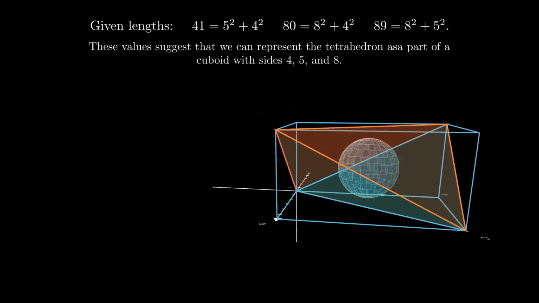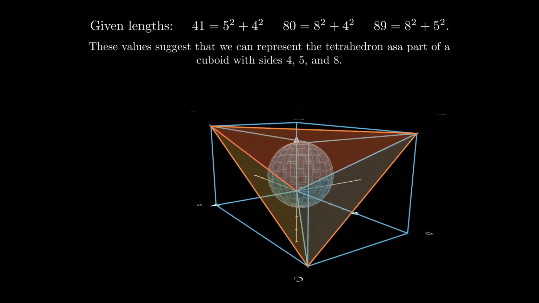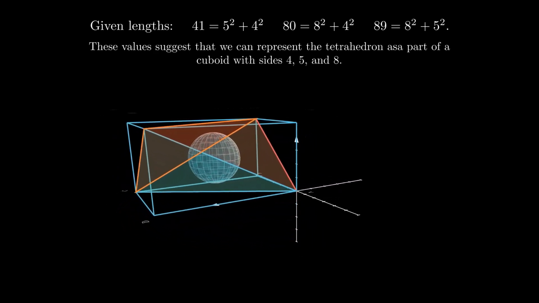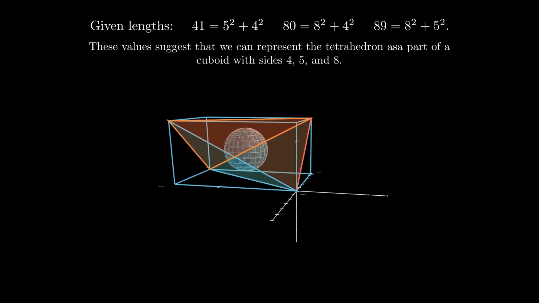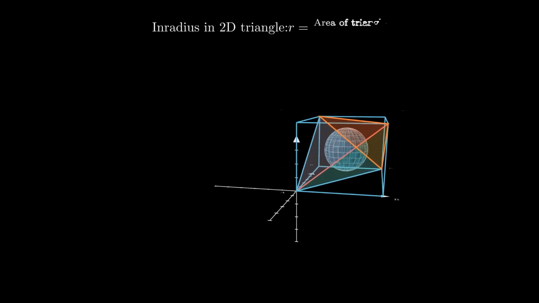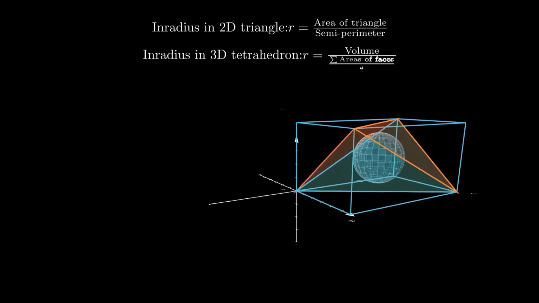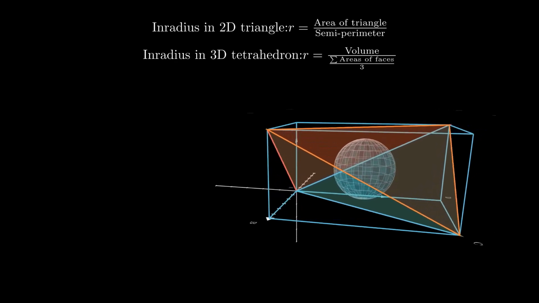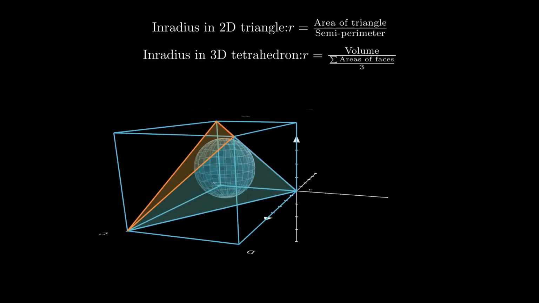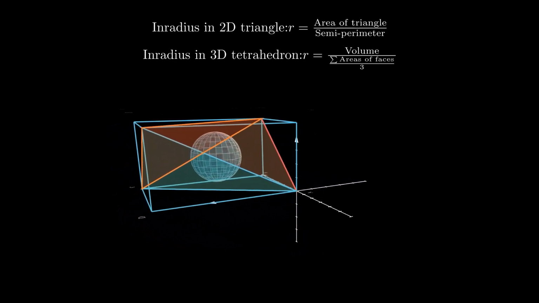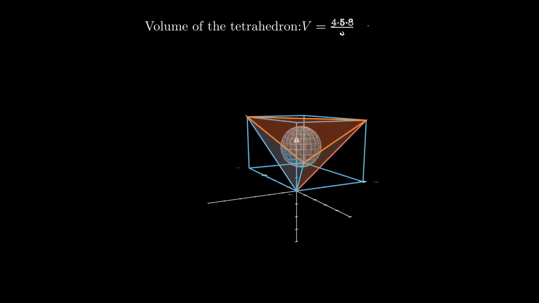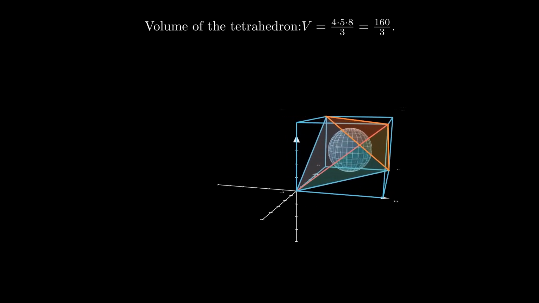Using these edges, we construct the cuboid and inscribe the tetrahedron within it. The lines you see are the edges of our tetrahedron intersecting diagonally across the cuboid faces. To solve this problem, we need to calculate two critical properties of the tetrahedron, its volume and the areas of its faces. First, let's calculate the volume of the tetrahedron. Using the dimensions of the cuboid, we determine its overall volume, subtracting the regions not occupied by the tetrahedron.